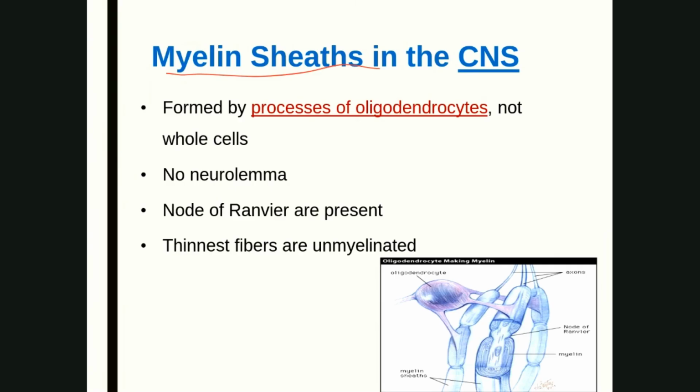And myelin sheaths in the central nervous system, I will tell you. As I told you, these myelin sheaths are formed by the oligodendrocyte cells, and that allows the formation of this kink, which is called the node of Ranvier. Why? Because during neurotransmission, this kink will help in collecting the ions and then spreading them fast. You will understand the importance of the node of Ranvier.